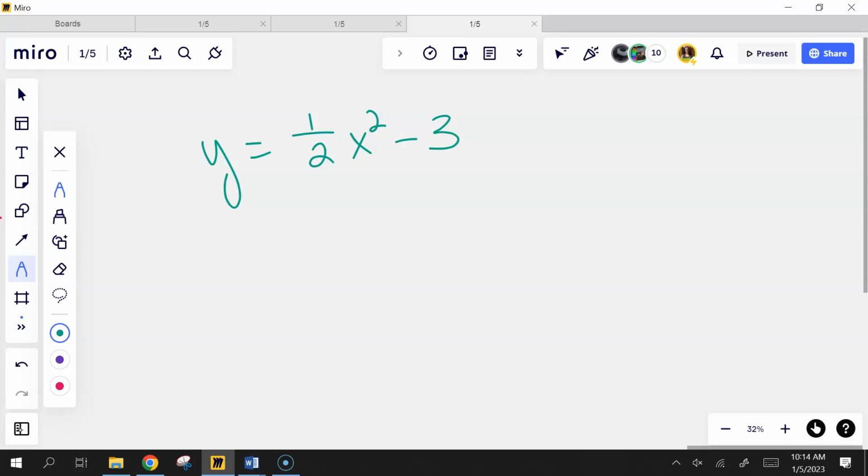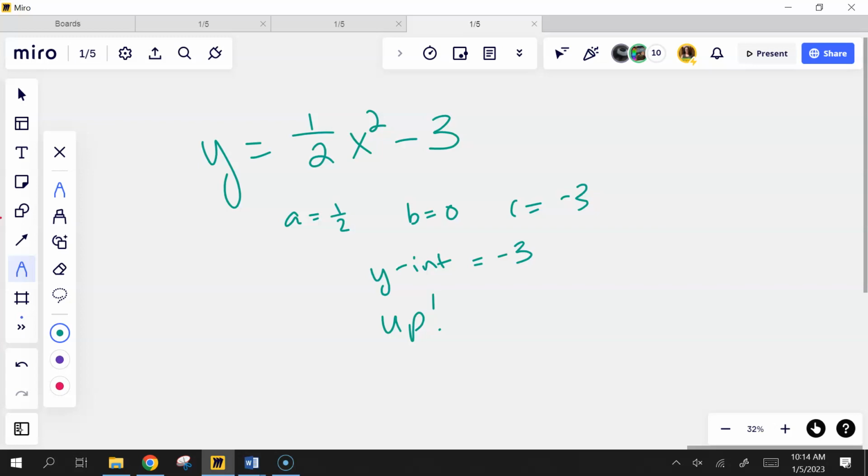What is A? 1/2. What's B? Ooh, good job. What's C? Good job. Y-intercept? Look at y'all go. Am I up or down? Why? Because it's positive. Up because A is positive.